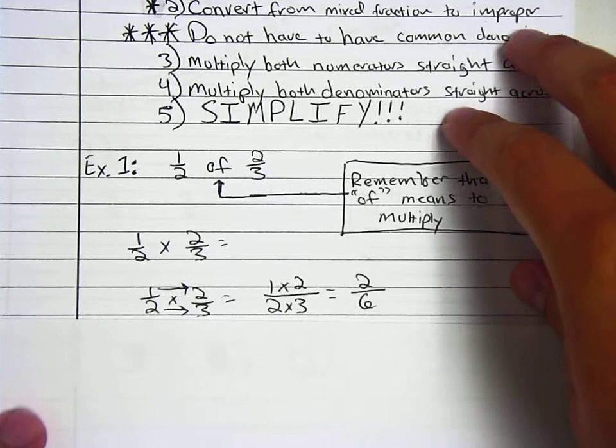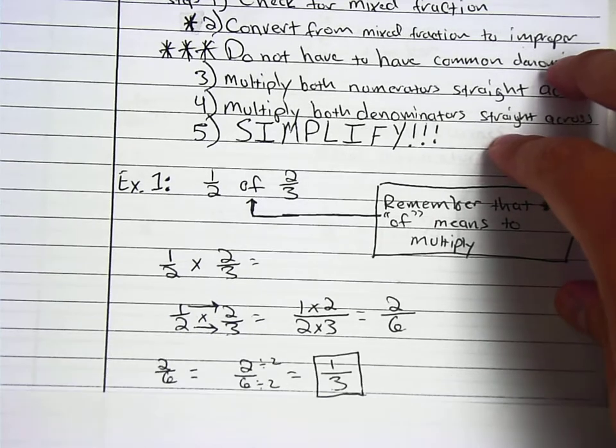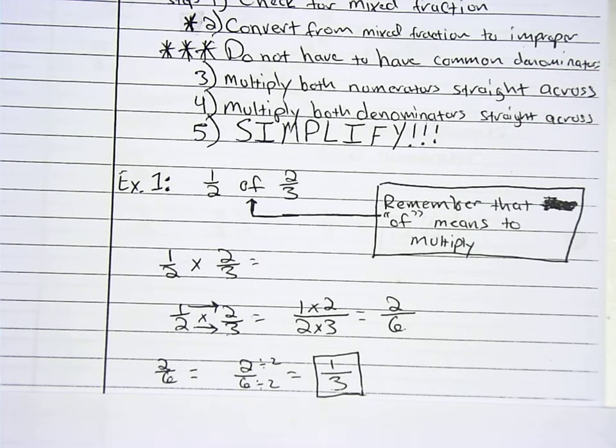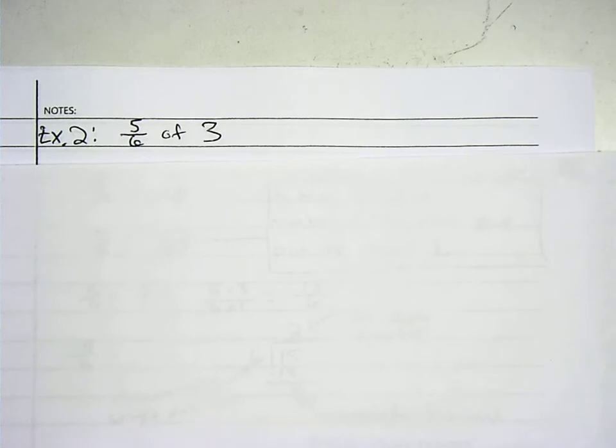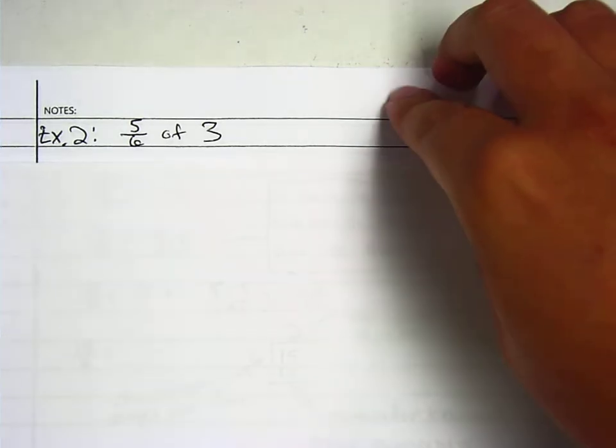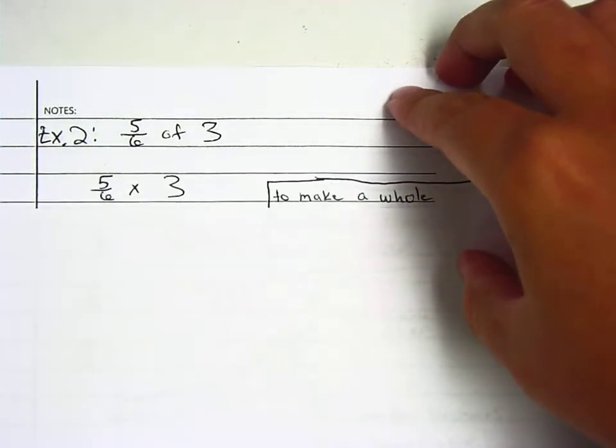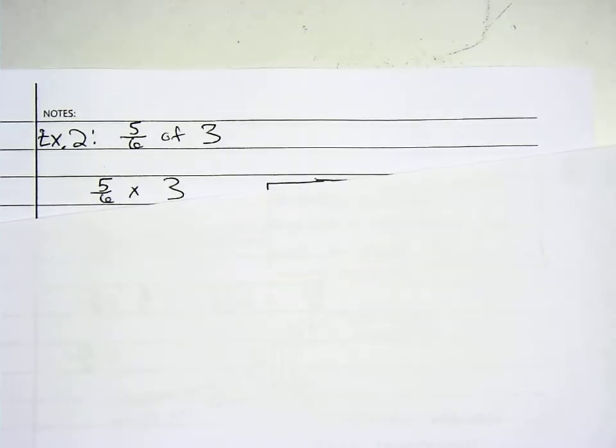We then take our 2/6 and simplify that by 2, since 2 can go into 2 and 6. So our final answer is 1/3. Our next example is going to have 5/6 of 3. Now before you freak out, it is a whole number, but we will get to that soon. Again, we're going to rewrite it, 5/6 times 3, and we're going to replace the of with the multiplication symbol.